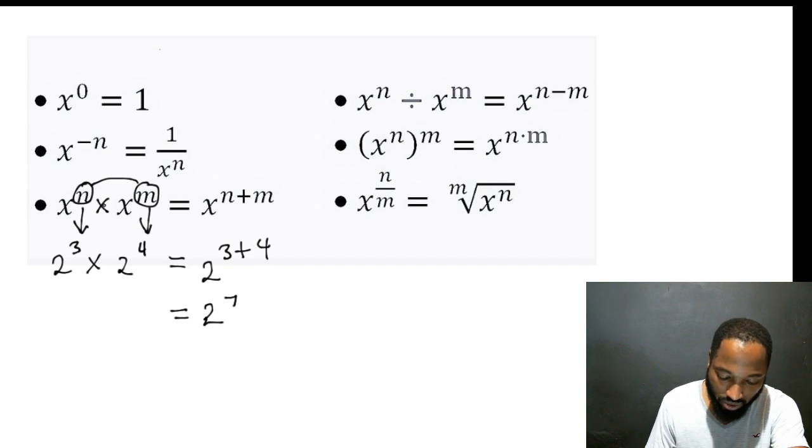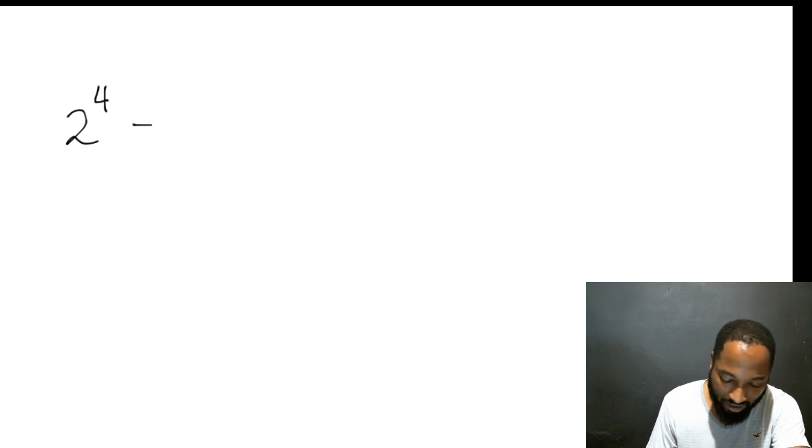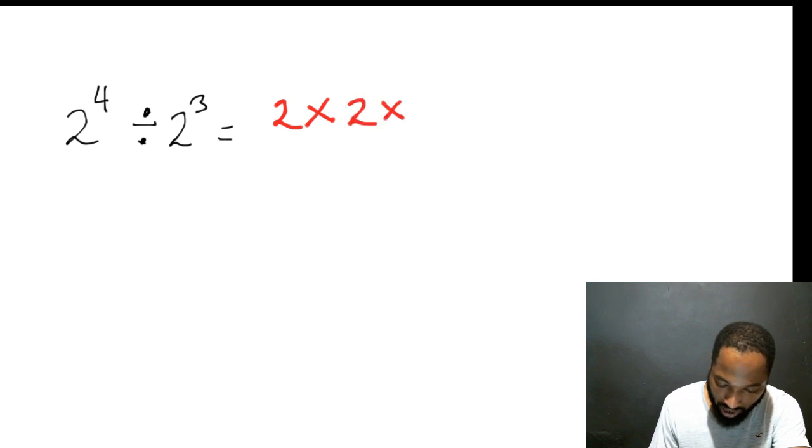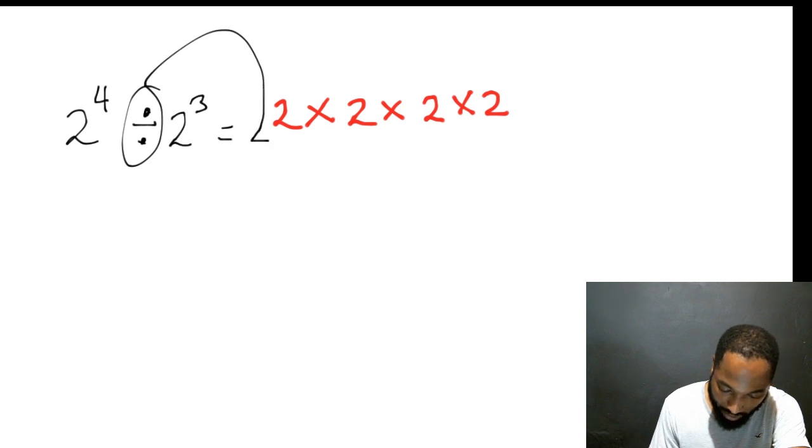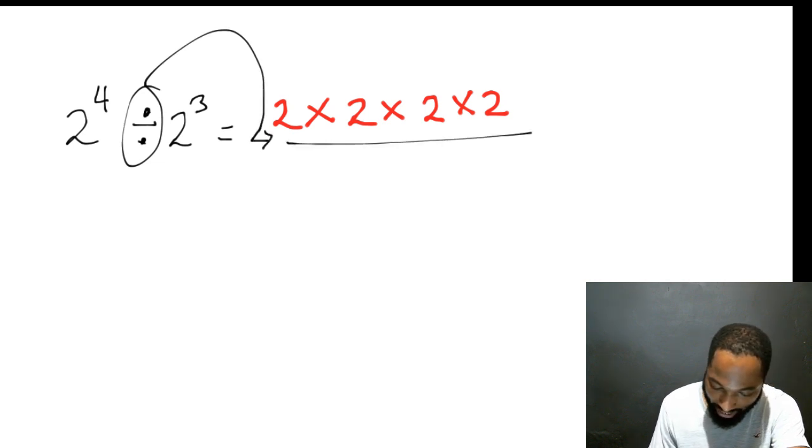It is fun, right? So now what would happen if there was a division? Let's examine it again. So if I had 2 to the power of 4, I put in the 4 here this time, divided by 2 to the power of 3. So let's do the 2 to the power of 4 first, I'm doing it in red: 2 by 2 by 2 by 2. And because it's divided, I'm going to put divided by 2 to the power of 3: 2 times 2 times 2.